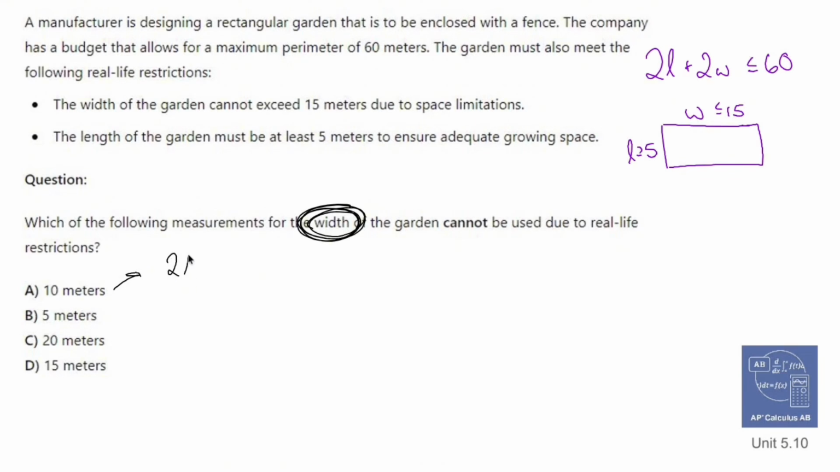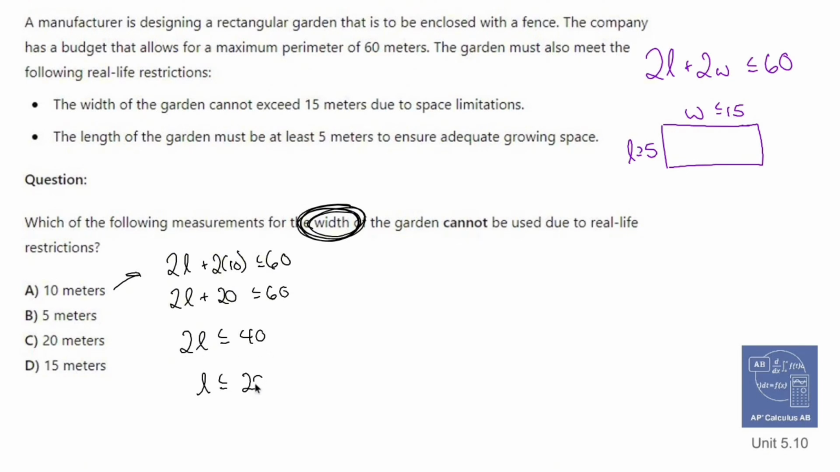So 2L plus 2 times 10 has to be less than or equal to 60. And while doing this, we are trying to make sure that our length is greater than or equal to 5. So 2L plus 20 is less than or equal to 60. Quick math, I'm not going to show my work. Subtract 20, 2L is less than or equal to 40, right? Divide by 2, L is less than or equal to 20.